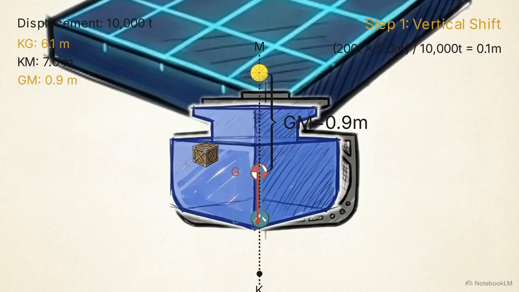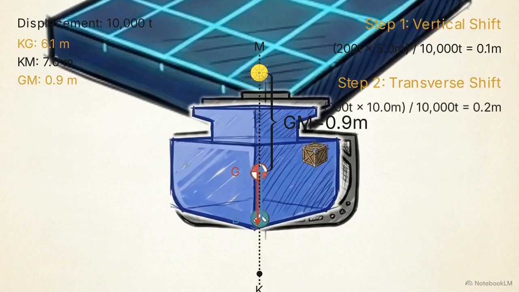Hoisting that 200-ton weight upward physically dragged the ship's center of gravity higher, squeezing the vessel's GM stability margin down to 0.9 meters. Step 2 focuses on the transverse vector of the shift, noting that the machinery was moved 10 meters horizontally from port to starboard. We apply the shift formula for transverse movement. 200 tons multiplied by 10.0 meters, divided by the 10,000-ton displacement. The ship's overall center of gravity is pulled 0.2 meters off the centerline toward the starboard side.